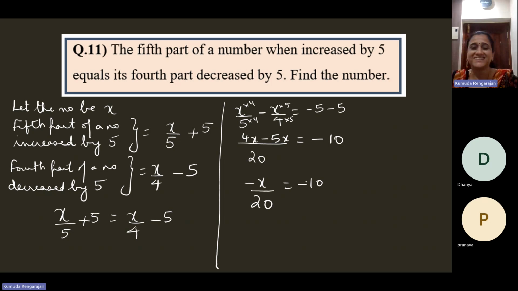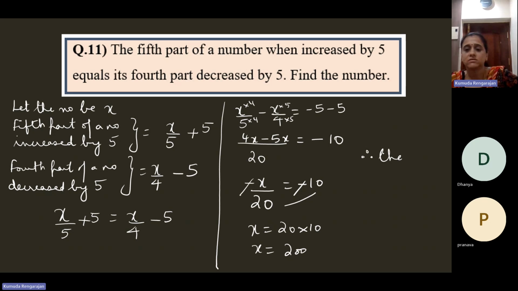Now minus on either side gets cancelled. You can cancel the minus on both the sides, cross multiply. So we have x is equal to 20 into 10 or 10 into 20. x is equal to 200. Therefore, the number is 200.